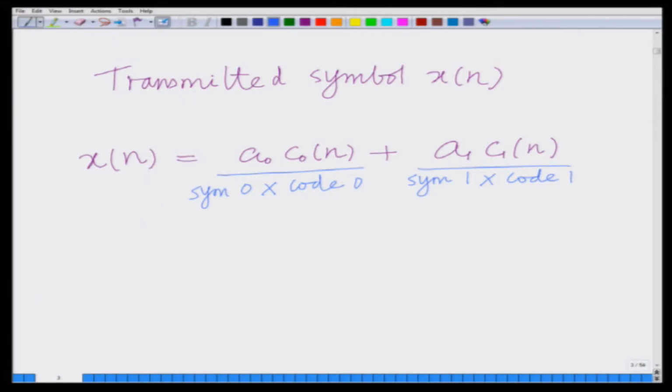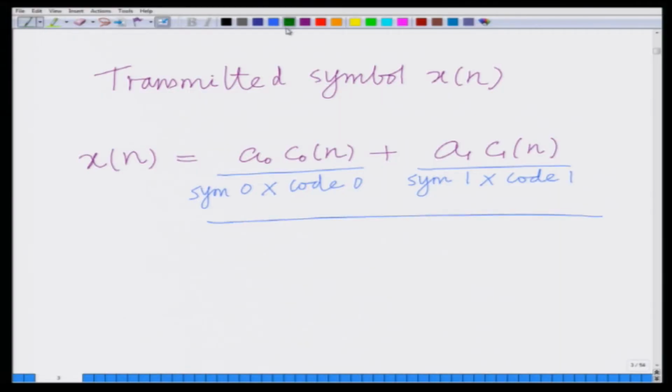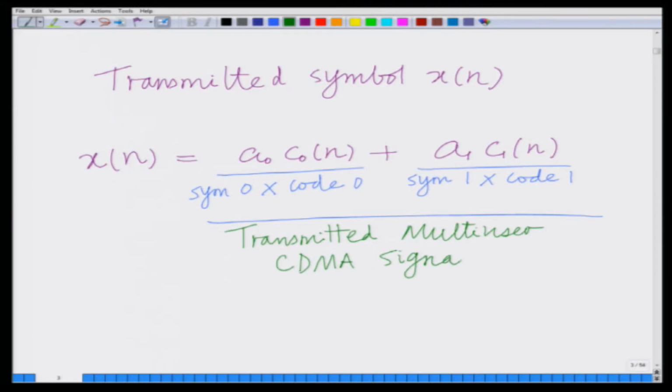So, what we are doing is multiplying the symbol A0 with code C0 n of user 0, multiplying symbol A1 with code C1 n of user 1, and then taking the sum of these two components to generate the multi-user signal. This is the transmitted multi-user CDMA signal.